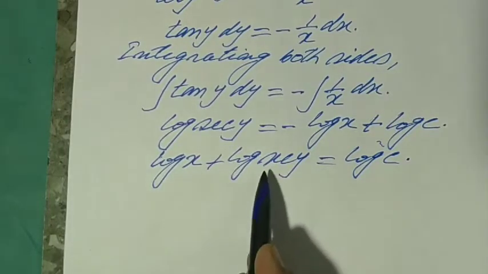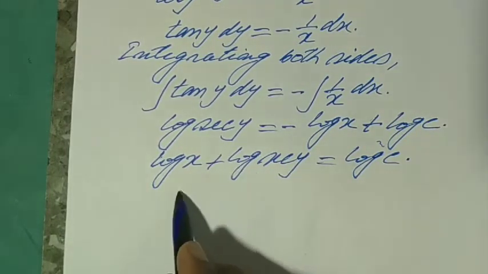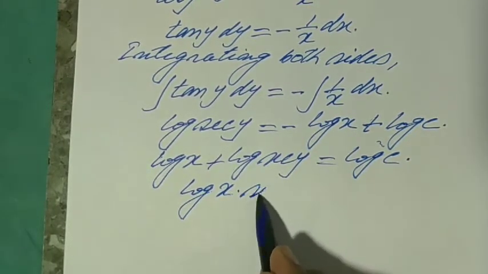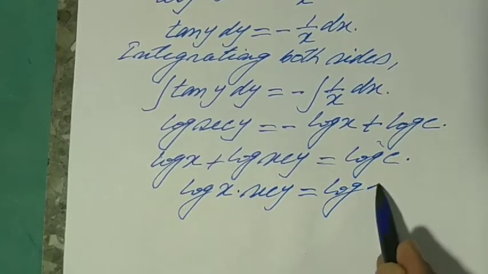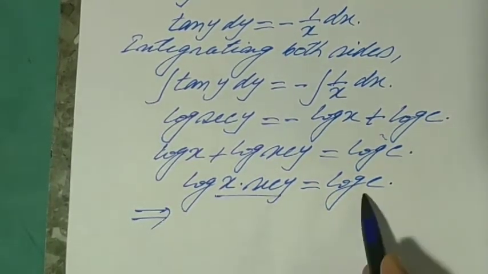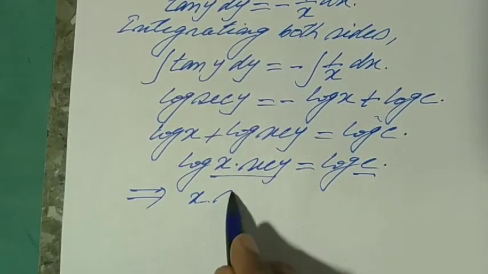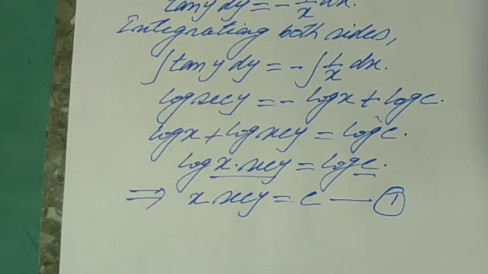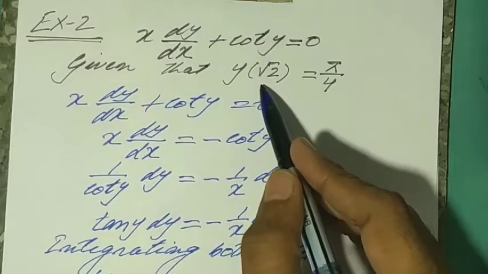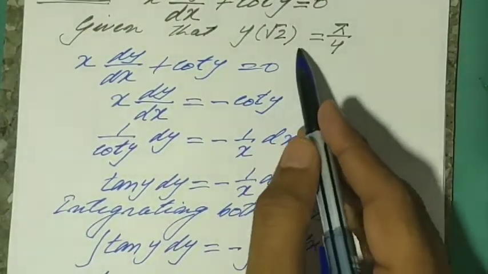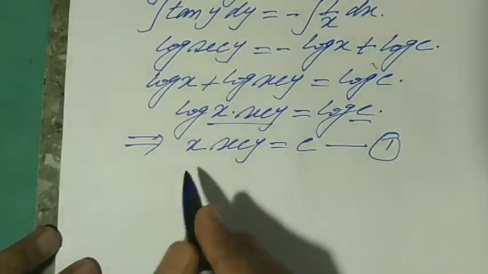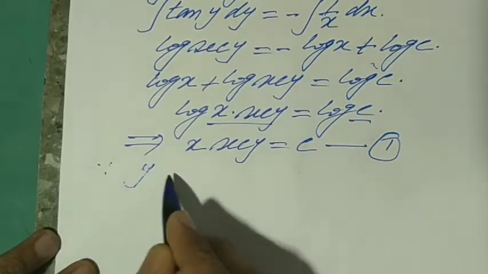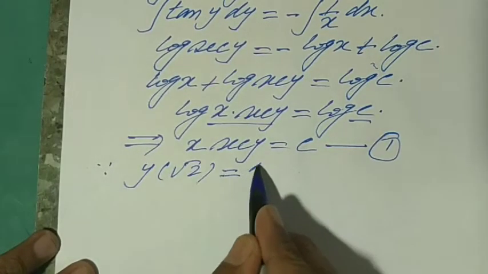Using the logarithmic law, log m plus log n is equal to log m into n, we may write it as log x into sec y is equal to log c. So comparing these two expressions, we get x sec y is equal to c. This is the general solution, but since the boundary value condition is given with the differential equation, we need to find the particular solution, that is, we need to find the value of c. So we apply the boundary value condition, which is given as y at root 2 is equal to pi by 4.